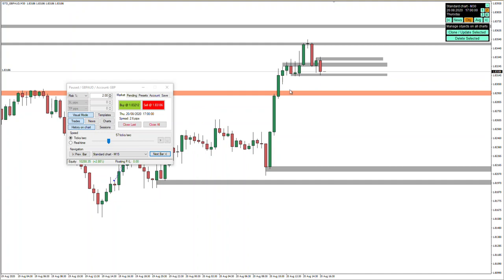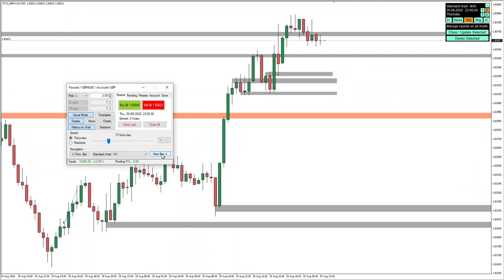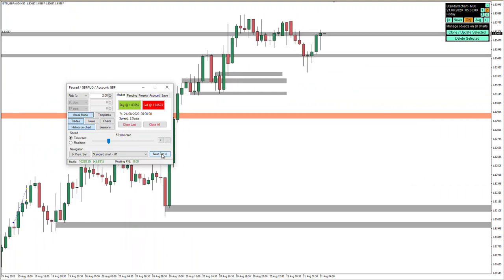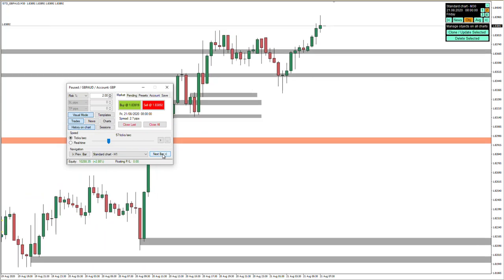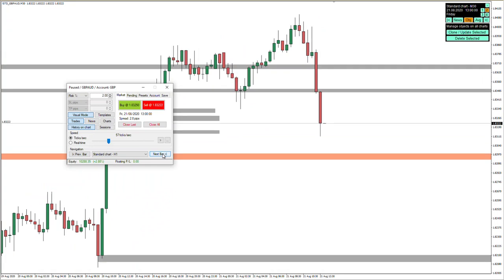Probably it's a no trade day. Next M15 bar. Look at that. Okay, I'm done. No trade day for me. Okie dokie. Let's go to the last day of the week, the Friday. Here we are.